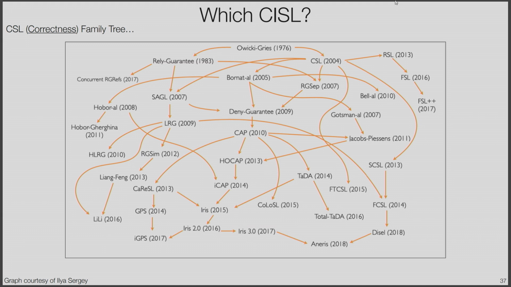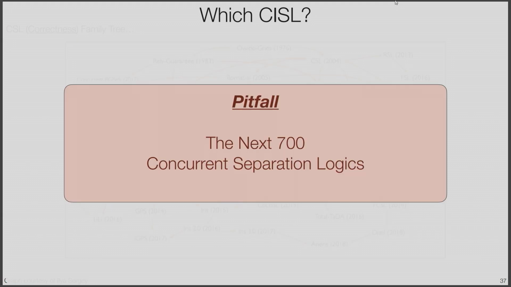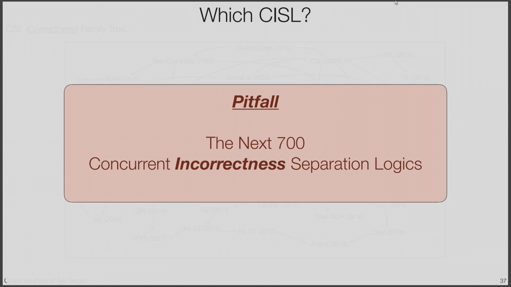This is a very meticulous genealogy of concurrent separation logic. And this actually annoyed a lot of people. People like Matt Parkinson, who are experts in this area, wrote a paper saying, why are we doing this? What are the next 700 concurrent separation logics that we're going to work on? And we wanted to avoid this pitfall and not have 700 concurrent incorrectness separation logics.